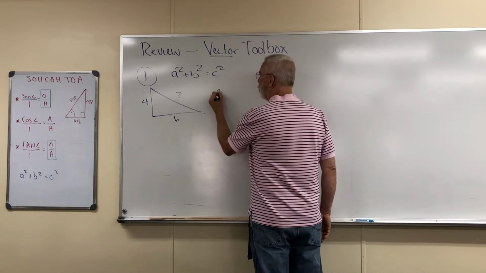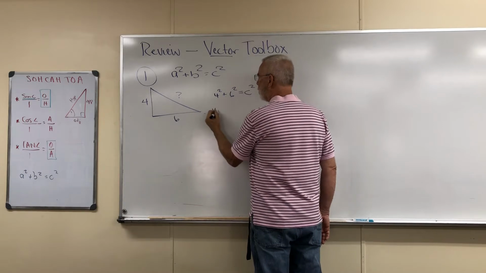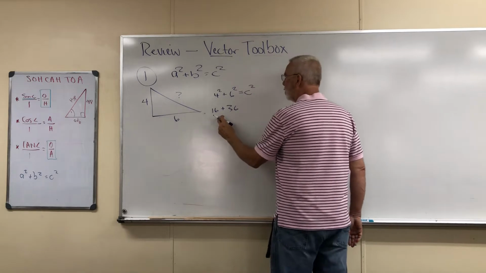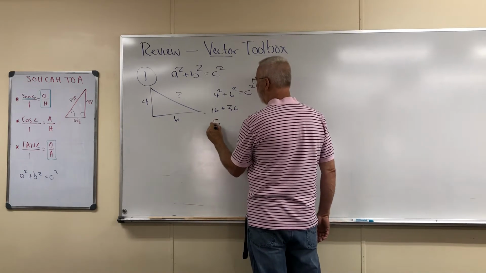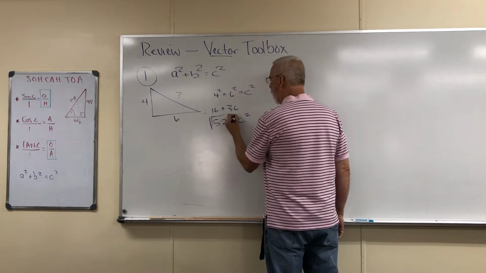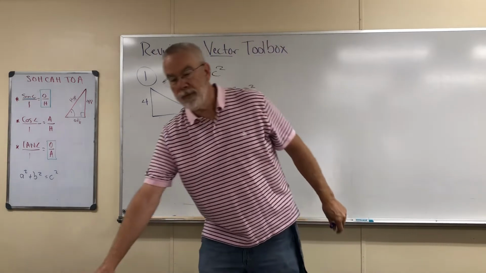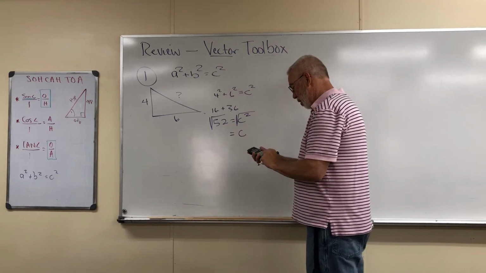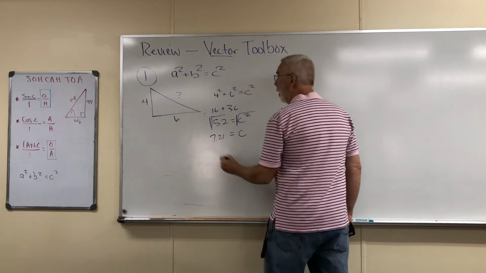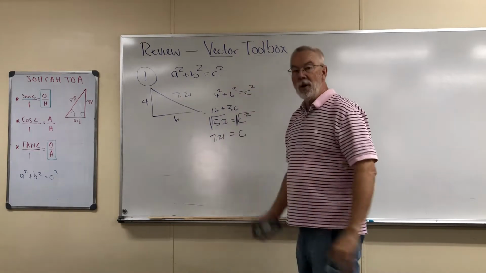So we're going to take 4 squared plus 6 squared is equal to c squared. 4 squared is 16, and 6 squared is 36, and the sum of that is 52. So 52 is equal to c squared. Then we take the square root of both sides, and c is going to be the square root of 52, which is 7.21. So this side right here is 7.21 units long.